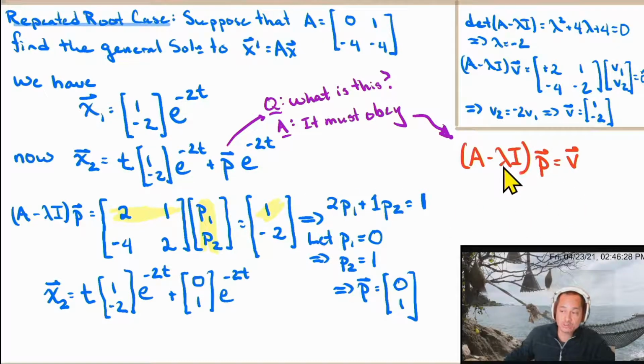So that's the piece of the puzzle we need for the repeated root problem. We need this generalized eigenvector equation. We need to know how it fits into the second solution. And then we just got to do our normal thing. Questions?